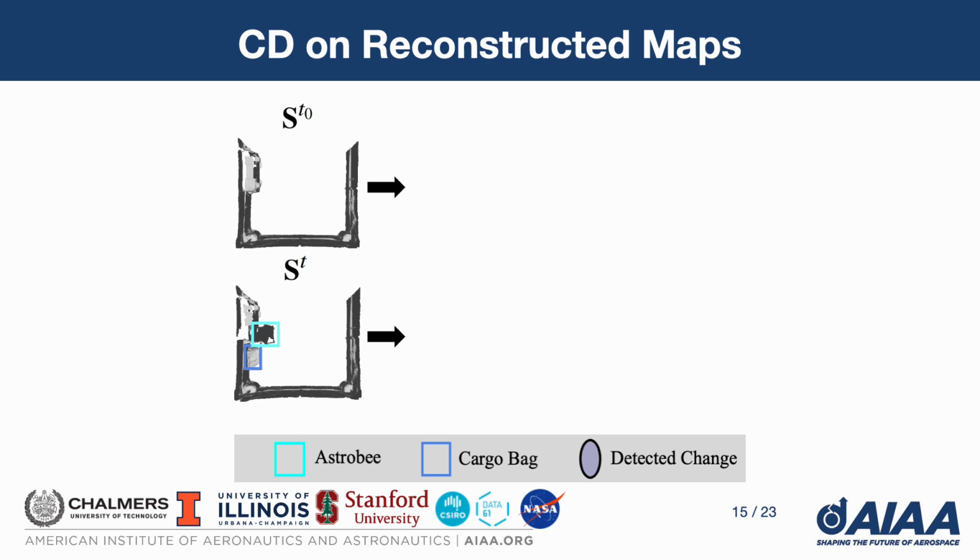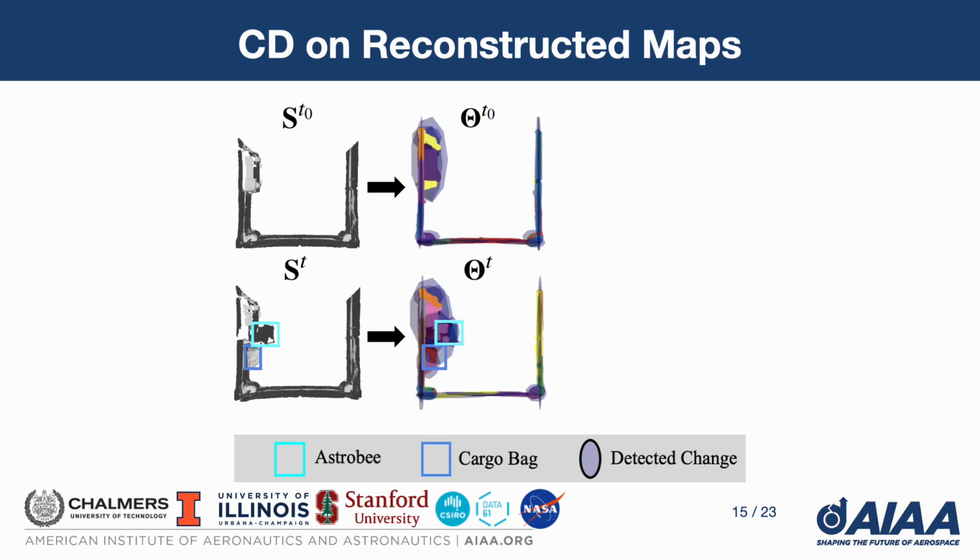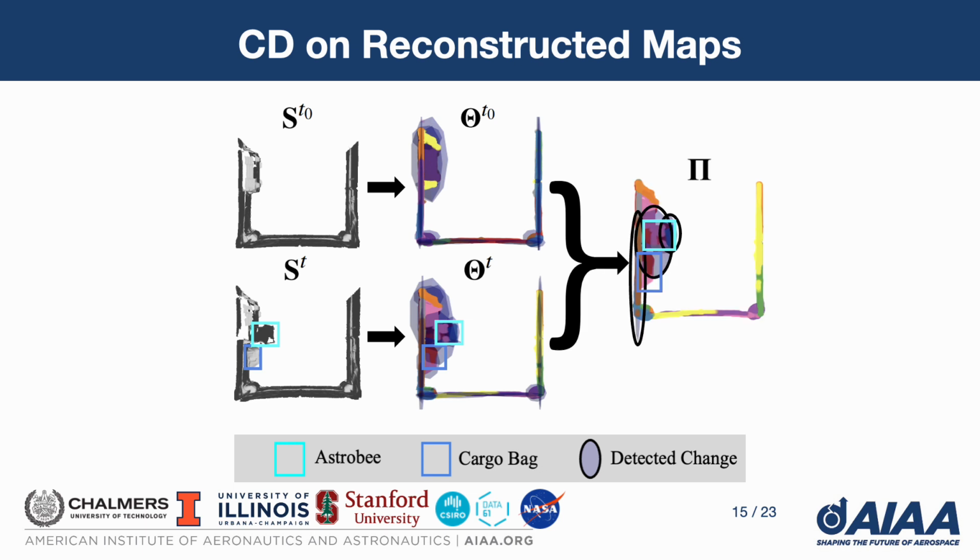Here are the results using the entire scene as input, with an Astrobee and cargo bag on the leftmost wall, and clustering of the scenes in the center. There is again a false positive near the boundary, but the Gaussians successfully cover the Astrobee and part of the cargo bag.